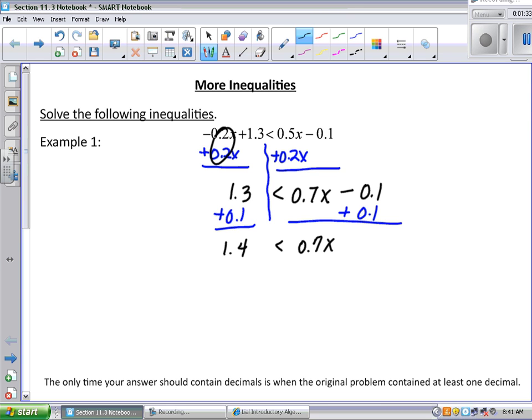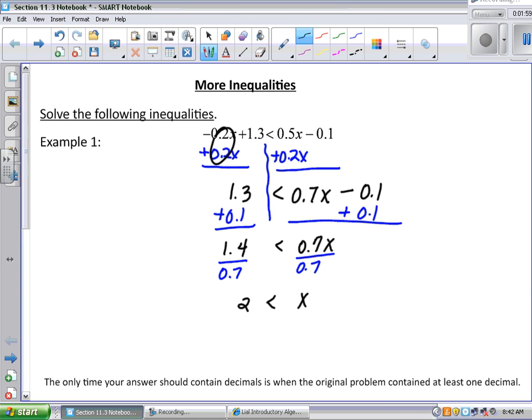And now I do the same thing that I would normally do. I divide to get the x by itself. I'm dividing by a positive, so my inequality sign stays the same. And again, if you're not sure how to divide those decimals, pull out your calculator. I get 2 is less than, sorry, not 0.7, those cancel. 2 is less than x.